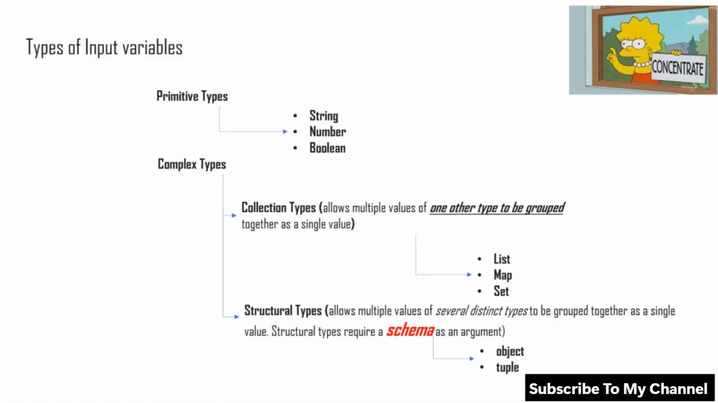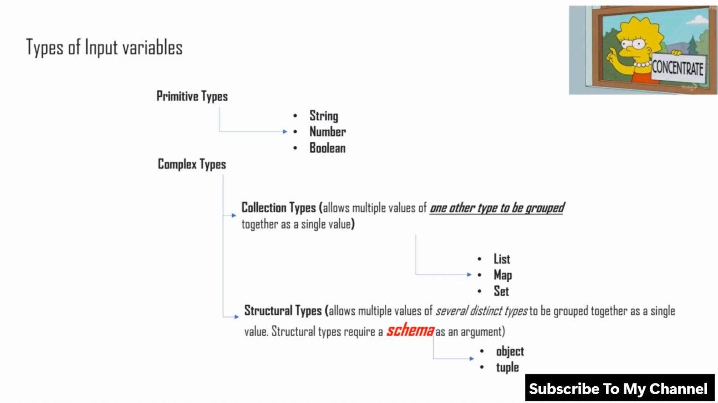Now let's look at all the types of input variables. There are three kinds of input variables. There is the string, the number, and the boolean. Apart from that, the other types include the complex types, which can be of either collection types or the structural types. So if you're using collection types, then it consists of lists, maps, and sets.